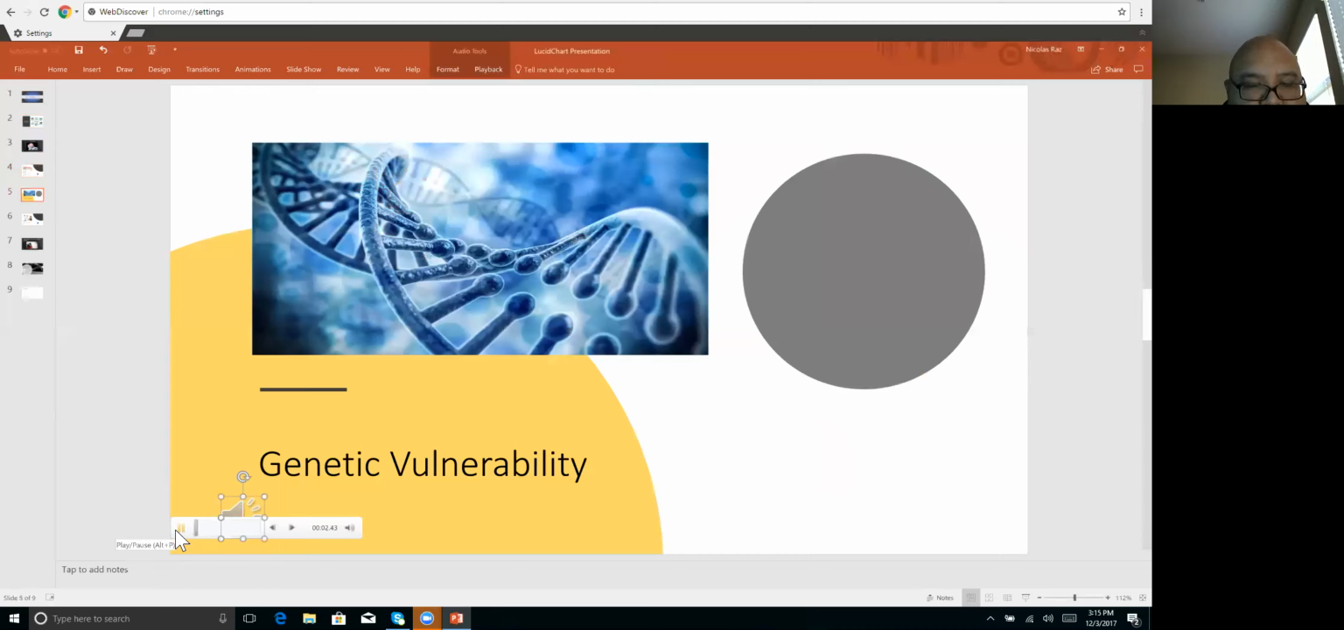Genetic vulnerability is another potential risk factor. This is a prominent biological risk factor, and it's related to heredity. There is widespread evidence that genetic factors contribute to a lot of mental health disorders like schizophrenia. There have been many studies that have shown that schizophrenia is a familial disorder.